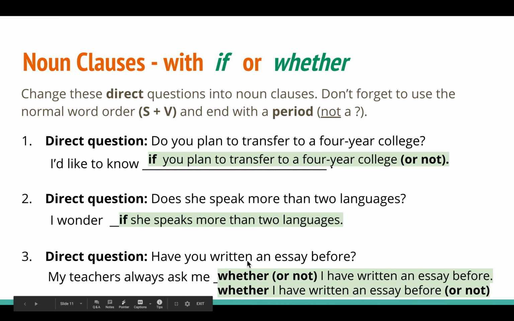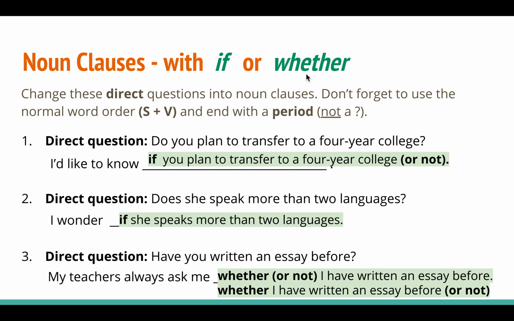Here, the direct question is, have you written an essay before? And then it says, my teachers always ask me, right? So because it's saying that my teachers ask me, and this question is for me, I changed to I, right? Not you, but I. Whether or not I have written an essay before. Whether I have written an essay before or not. So again, there's no real difference between if and whether.